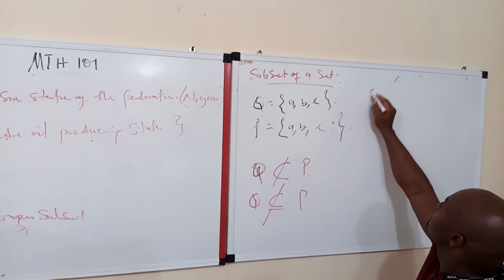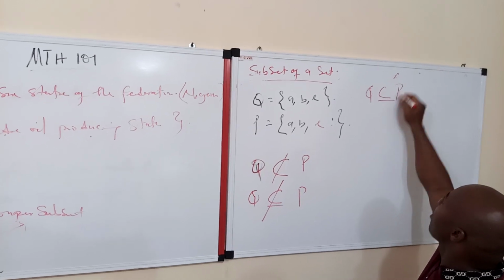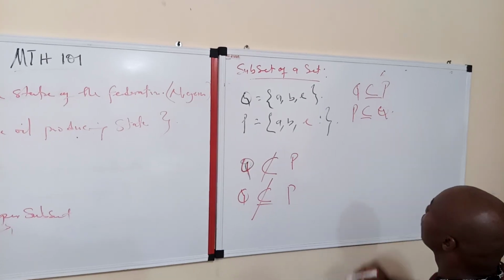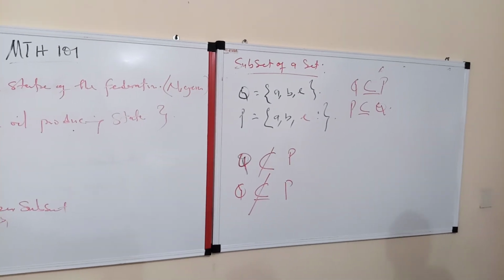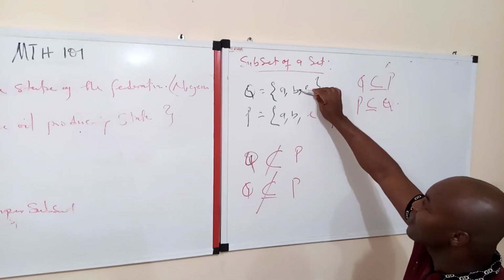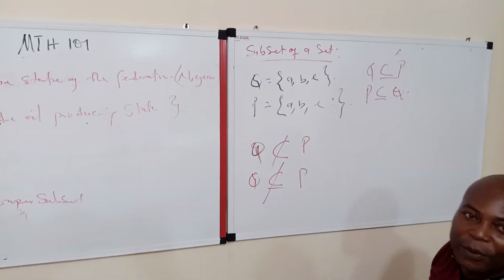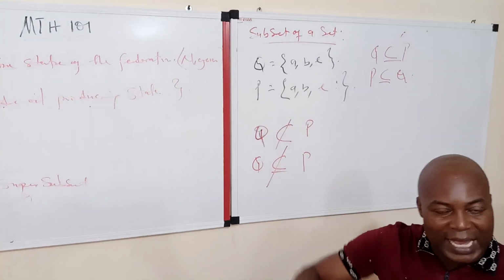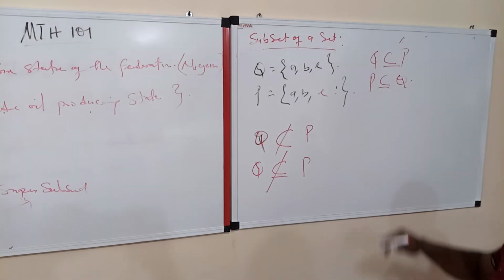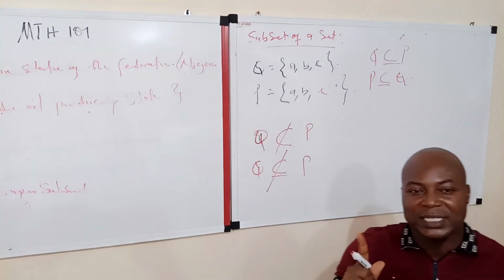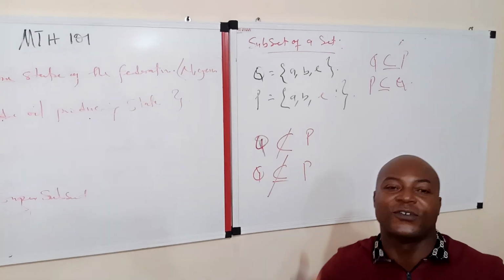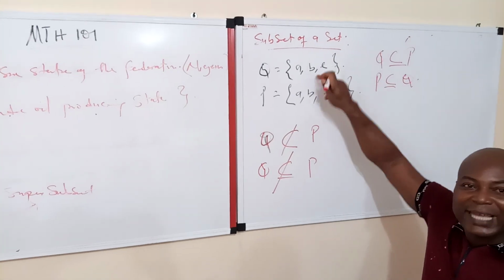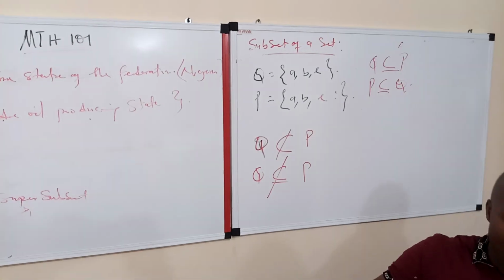We say that Q is an improper subset of P, and likewise P is an improper subset of Q in this case. So in this case we are saying that these sets are subsets of each other. So in a way you can say a set is a subset of itself. Note that we have stated that the null set is a subset of every set. And in like manner, based on this, we can say a set is a subset of itself.